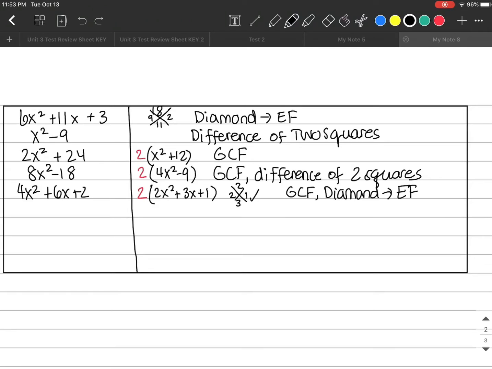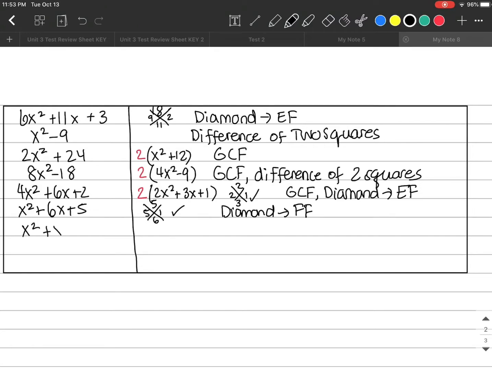Then I have x squared plus 6x plus 5. This is ax squared plus bx plus c form, where a is equal to 1. If I can use the diamond to find 2 numbers that multiply to 5 and add to 6, that's 5 and 1. Yes, I can. That means that I can do diamond to factored form.